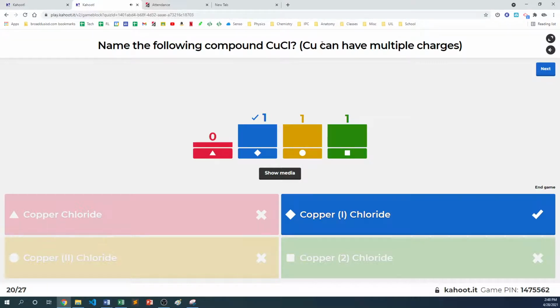So the fact that it has multiple charges tells you that you have to use Roman numerals. Chlorine has a -1 charge. To counteract that -1 charge, copper must have +1. So it would be copper(I) chloride. Note, you can immediately rule out this one because it uses Arabic numbers. We write our numbers in Roman numerals for things with multiple charges.